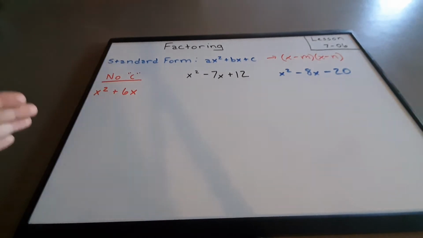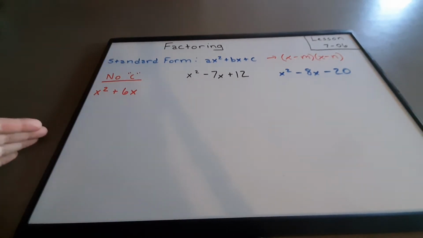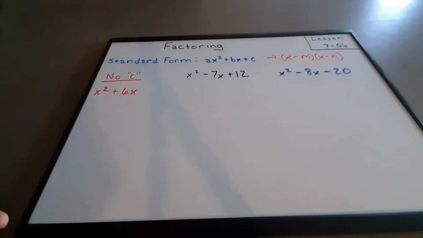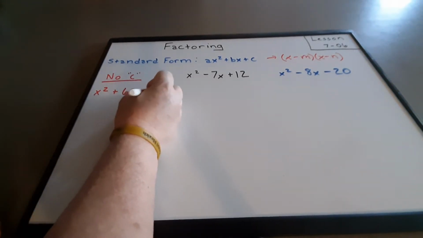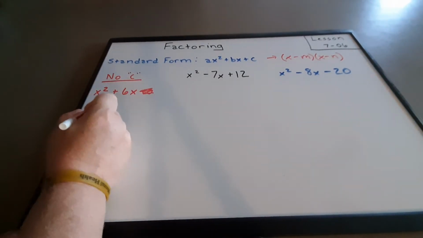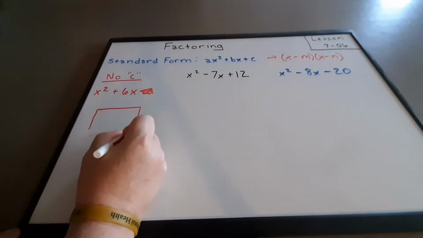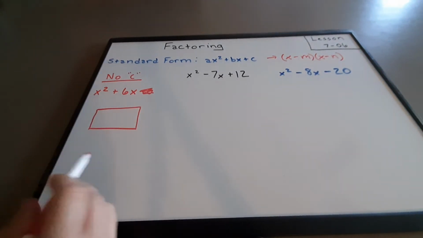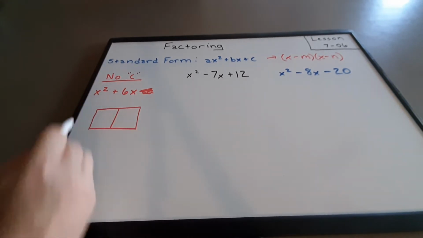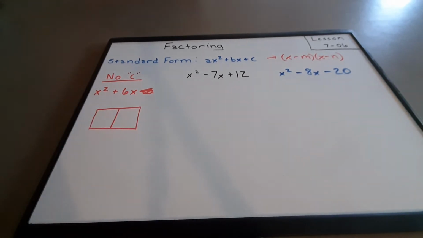Well, we're going to start with the easy version, which is if there's no c value. Notice at the end here, there's nothing being added or subtracted. It's essentially plus 0. But we don't need that. Because of this, if you remember our box, this is a situation where it is a 1 by 2 on the top. So we start when we're factoring with the x squared.